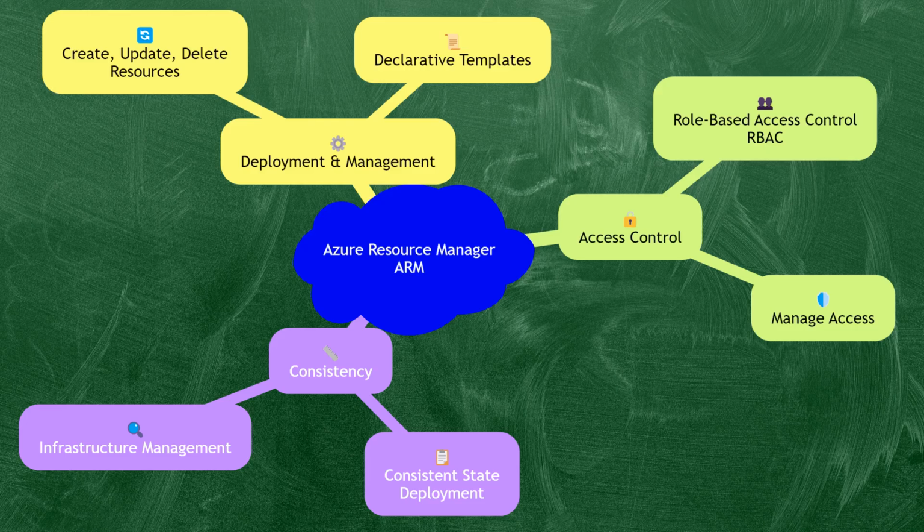Azure Resource Manager (ARM) is the deployment and management service for Azure. It provides a consistent management layer that enables you to create, update, and delete resources in your Azure account. ARM allows you to manage your infrastructure through declarative templates rather than scripts, ensuring that resources are deployed in a consistent state. It also supports role-based access control, RBAC, which helps you manage who has access to your resources.